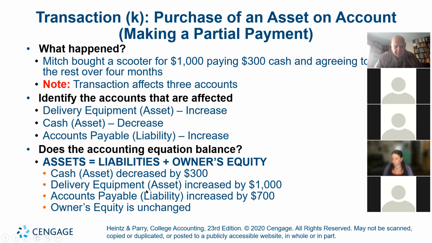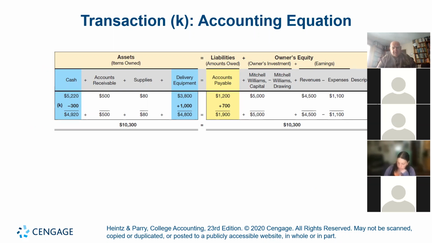Well, let's start with the equipment. That's what we bought. The equipment is $1,000, right? So that's going to go up. We paid $300 in cash, so cash is going to go down. And now we owe $700, so the liability increases. And we'll take a careful look at this now, huh? Delivery equipment. He purchased $1,000 worth of equipment, so that is increased by the $1,000. He made a down payment of $300, so cash goes down.